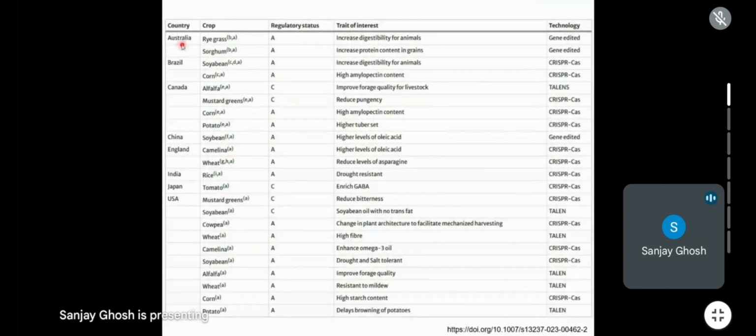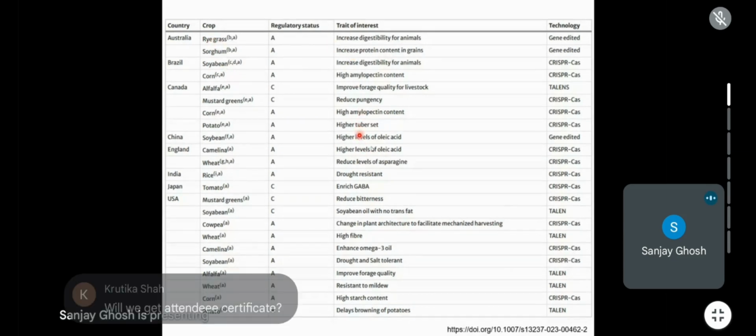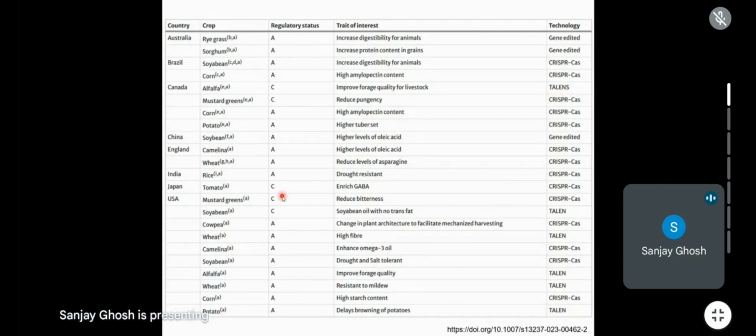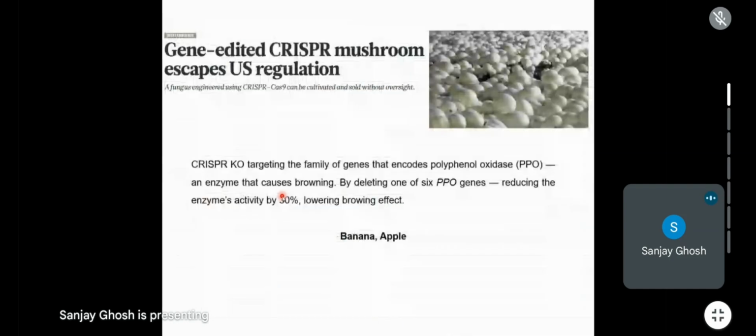In terms of countries, in India, there is a program going on using CRISPR-Cas9 to make rice drought resistant. But you can see that in different countries there are a lot of different traits using CRISPR and TALENs, which is a gene editing tool, to improve crops, including for food safety.